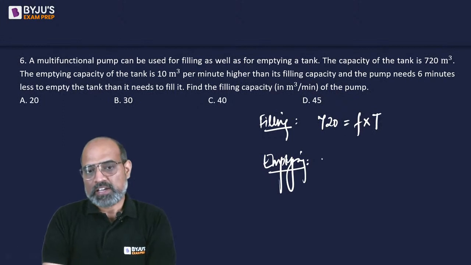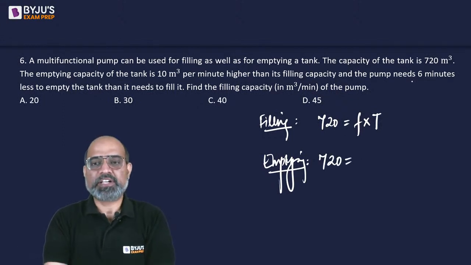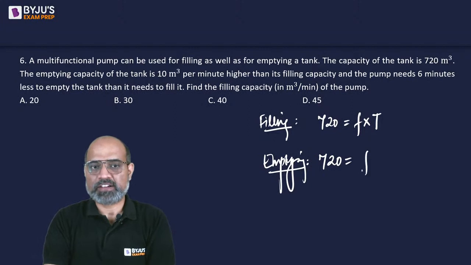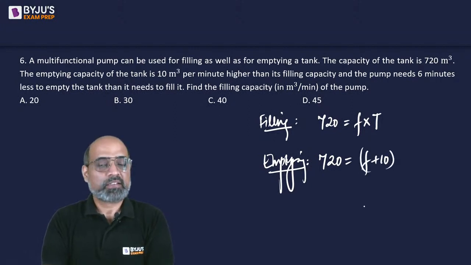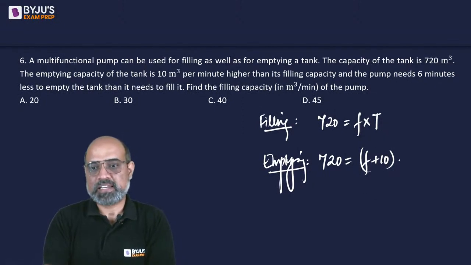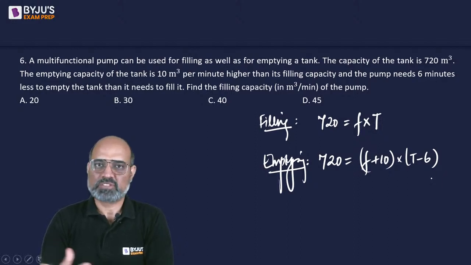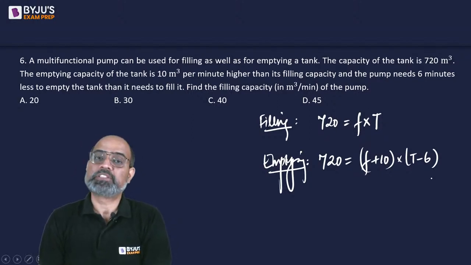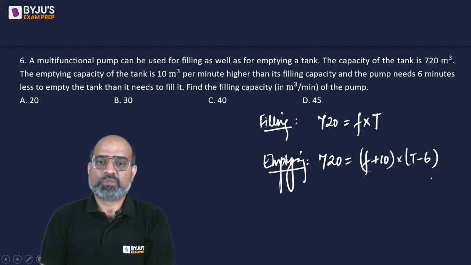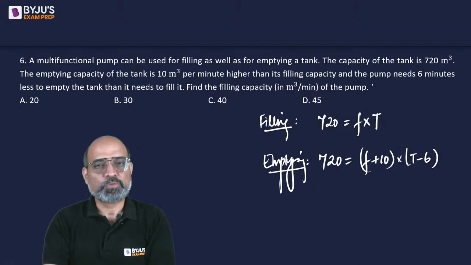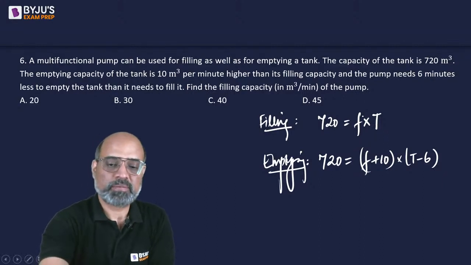Okay. Now while emptying it, this same 720, the emptying capacity is 10 more than filling, right? And the time it needs is 6 minutes less. So instead of T, this is T minus 6. So like I said, this is not time and work. This is rather solving two equations where the variables are in product. So find the filling capacity of the pump in meter cube per minute. So we need the value of F here, right?